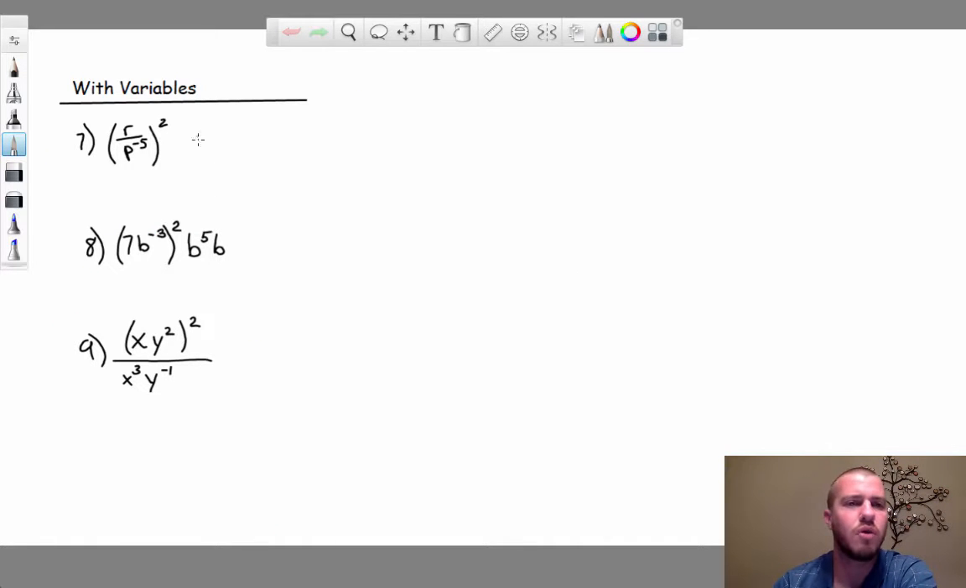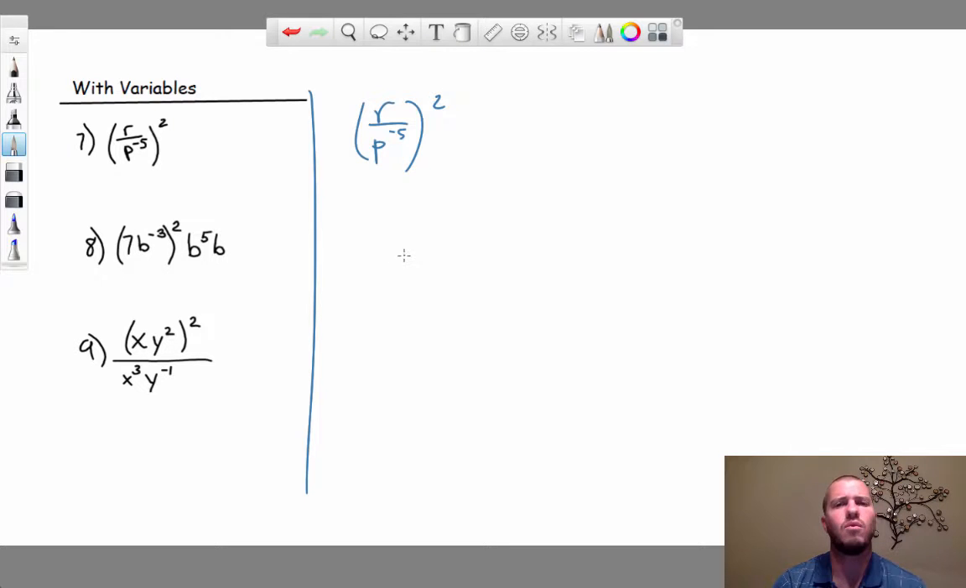So I'll do a couple quick examples here. We have r over p raised to the negative fifth, squared. And there's a lot of different ways you can get to the right simplified form. There's different steps that you could follow.